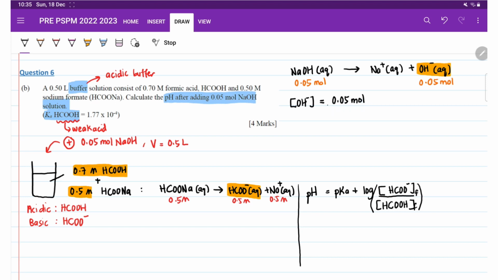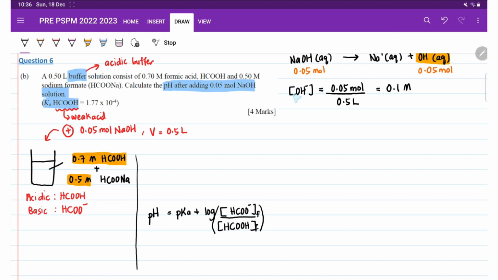Okay, bahagikan dengan volume yang tidak berubah iaitu 0.5 mol liter. Okay, jadi the concentration of OH minus is 0.1, maafkan saya. Okay, 0.1 molar dekat sini. So, after that, apa yang awak kena buat adalah, okay, you need to find, okay, siapa yang akan neutralkan OH minus.